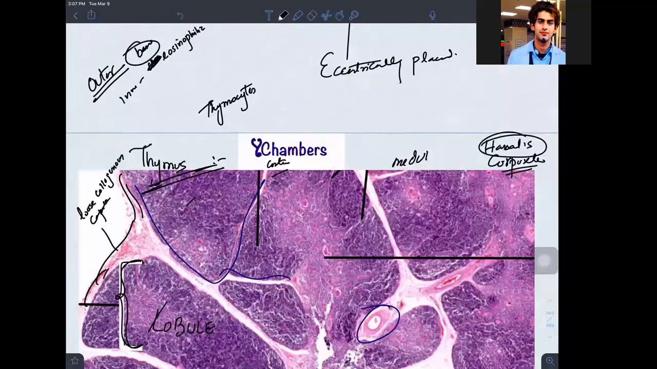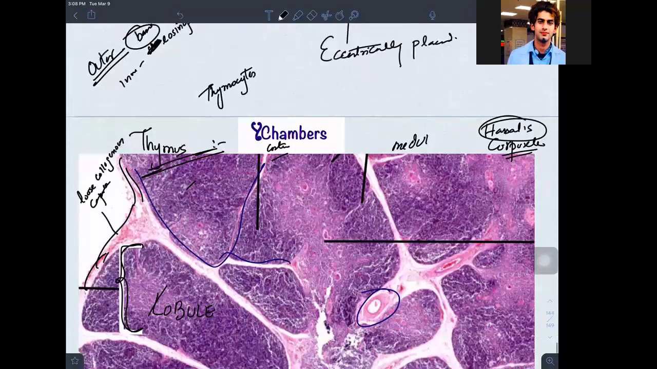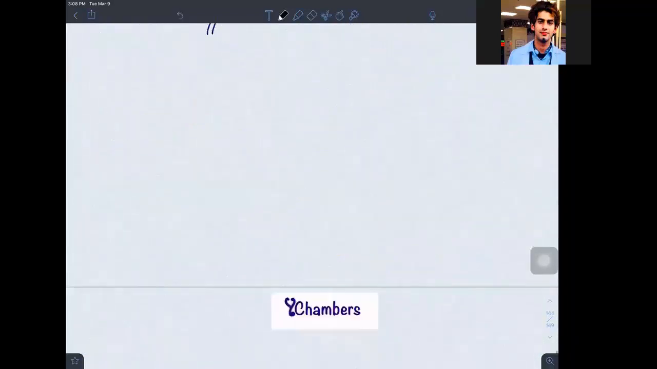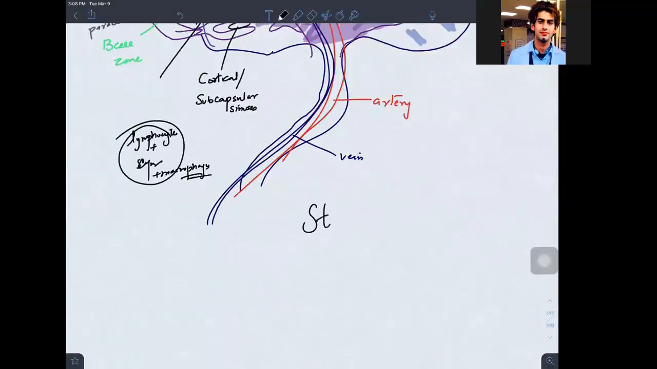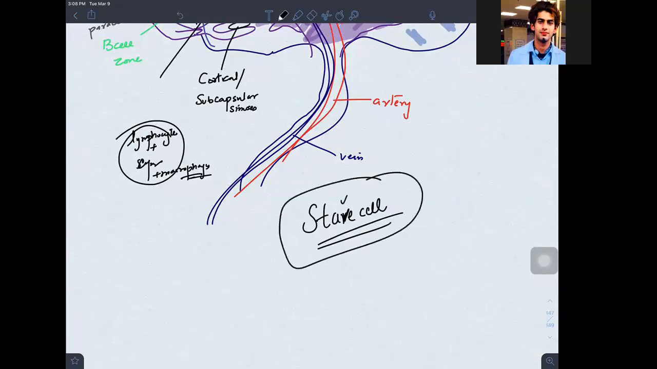Where is PALS present? PALS, periarterial lymphatic sheath. Beautiful answer. You can see it around the arterioles. All the central arterioles are surrounded by this in the spleen. There is one cell in the spleen that is called the stave cell. It's not stare, okay, stave, with a V. So what is the stave cell?